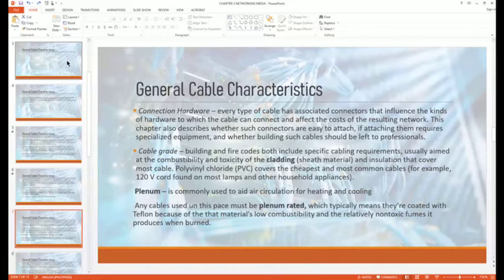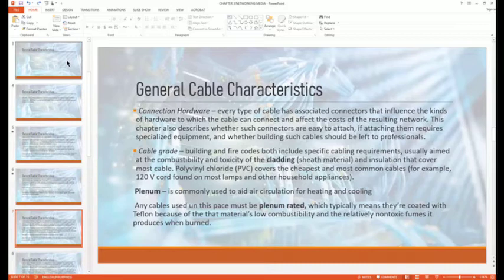Next is the cable grade. Building and fire codes both include specific cabling requirements. Usually, these aim at the combustibility and toxicity of the cladding, the sheath material and insulation that cover most cable. Polyvinyl chloride, or PVC, covers the cheapest and most common cables, for example, the 120 V cord found on most lamps and other household appliances.